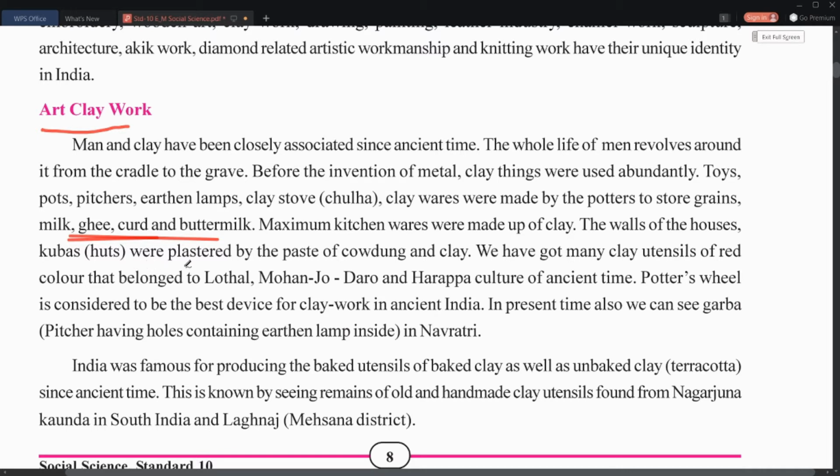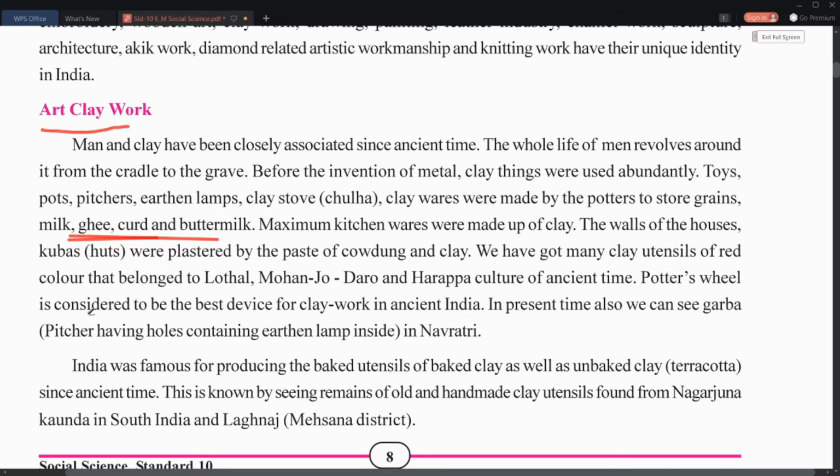Even in today's time, we can see all these things in rural areas. The walls of the houses are also plastered with a paste of cow dung and clay. We have got many clay utensils of red color that belong to the Lothal, Mohenjo-daro and Harappa cultures of ancient times. In these cultures, we have got so many examples of clay utensils made of red clay.